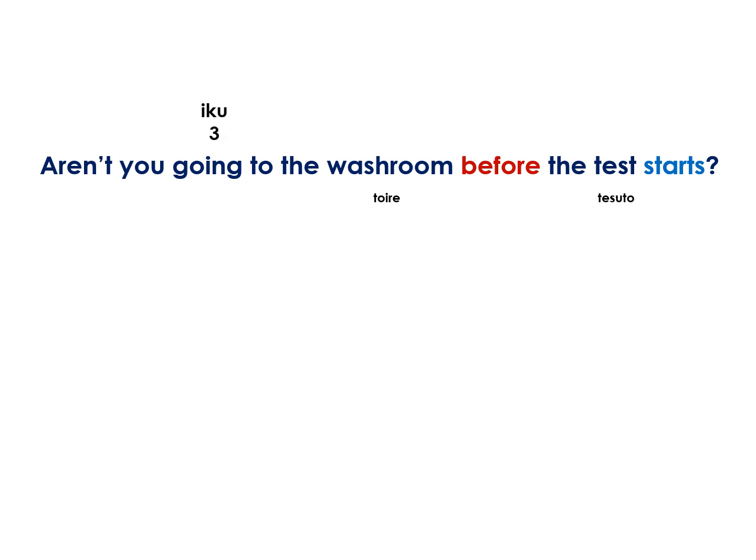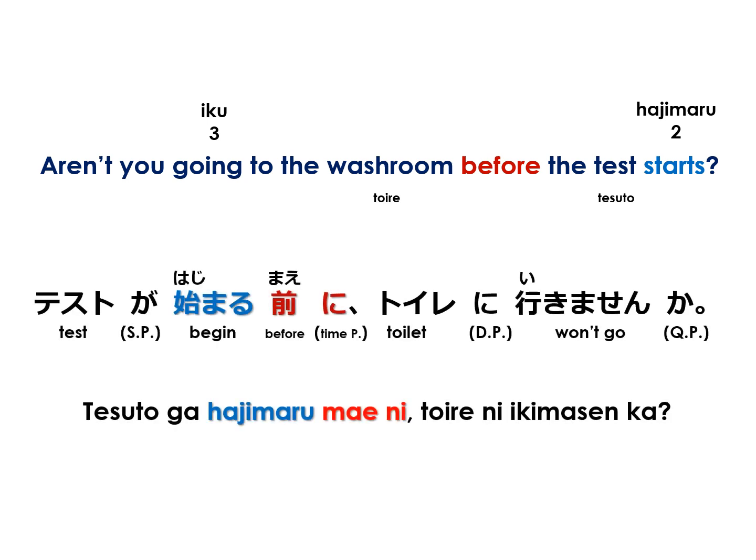The sentence: aren't you going to the washroom before the test starts? To go is 行く, a category 3 irregular verb. And to start, as in something starts, is 始まる, a category 2 verb. In Japanese, we start with a subordinate clause. テストが始まる前に. Then the main clause, which is an invitation. トイレに行きませんか? テストが始まる前にトイレに行きませんか?